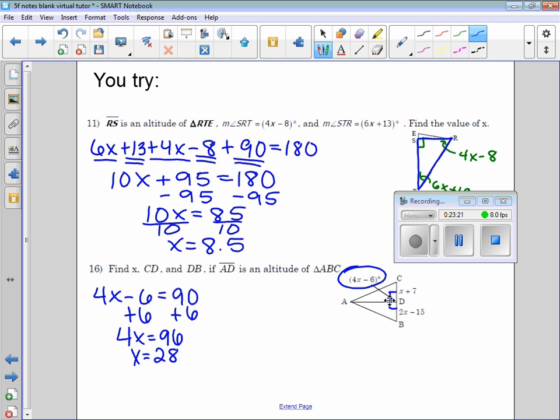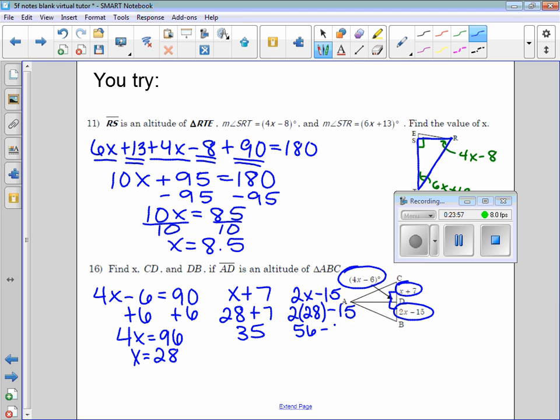So now we look at CD. CD is x plus 7. Well, I've just found x, so now I can plug that in. 28 plus 7 is 35. And they're also asking me to find DB, which I know is 2x minus 15. But I know x is 28. Two times 28 is 56. And 56 minus 15 is 41.